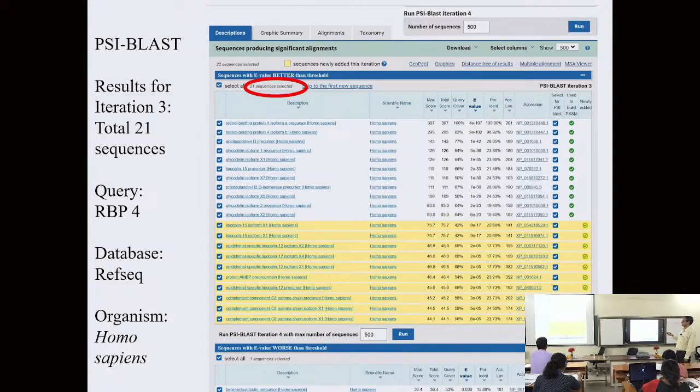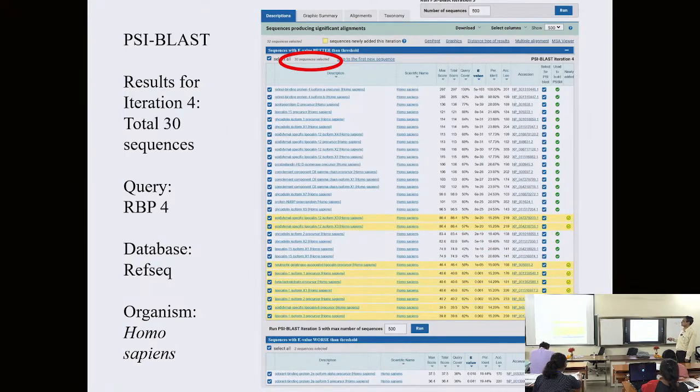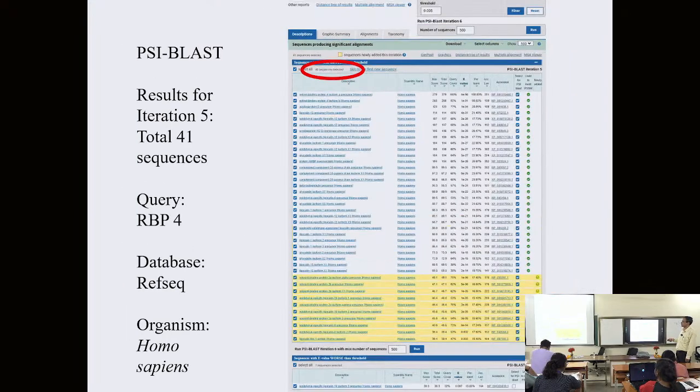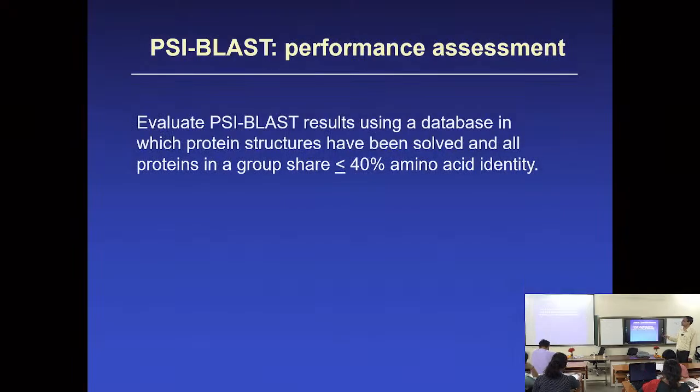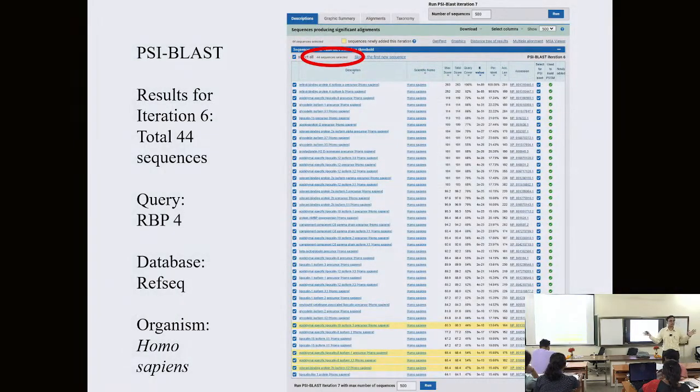I kept doing it actually. I wanted to see how many. Iteration 4, 30. So from 21 to 30. Iteration 5, 41. Iteration 6, 44. I didn't go further, but maybe it will add 1 or 2 more. So by doing this, I have identified the homologs of retinol binding protein in human, and it is about 50 or so. I didn't do it, but you can check it. It is about 50.